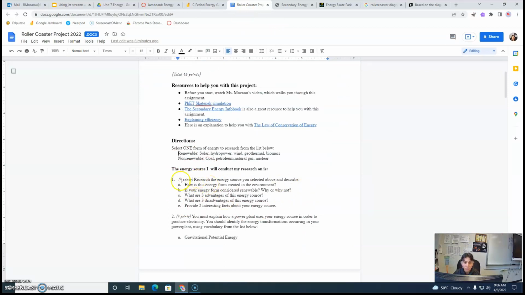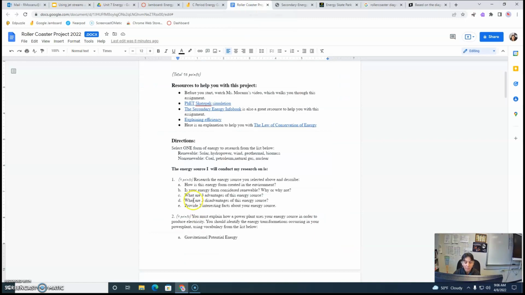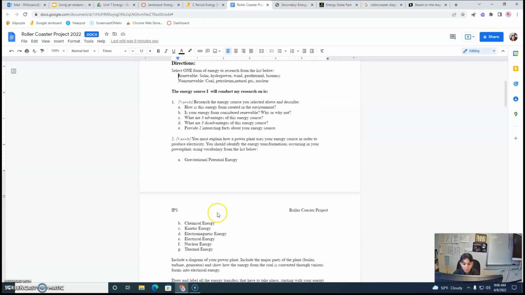The first part, which is worth 4 points, a quarter of the total points, asks you to research your energy source and describe how this energy is created in the environment. Is it renewable or non-renewable? What are 3 advantages, 3 disadvantages, and 2 interesting facts? If you have already completed your Jamboard, you should be in very good shape. You should already have pretty much all of this work done, so please feel free to use it here.